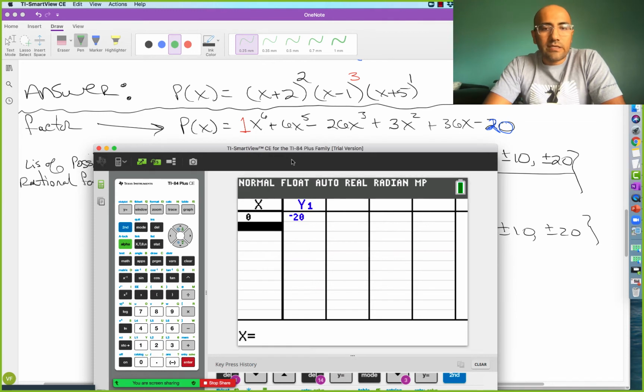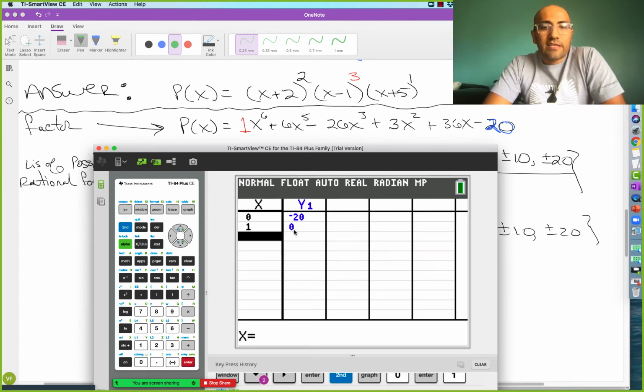Good. Another really easy one should be 1. Okay, 1, that's 1 times 1 is 1. 1 to the 5th is 1. 1 times 6 is 6. So if I replace all the x's with a 1, I should get a 1 plus 6 makes it 7, minus 26 makes it negative 19, plus 3 makes it negative 16, plus 36 makes it positive 20, minus 20 makes it 0. Right? So if I type in a 1 right in here, I get a 0. Good.